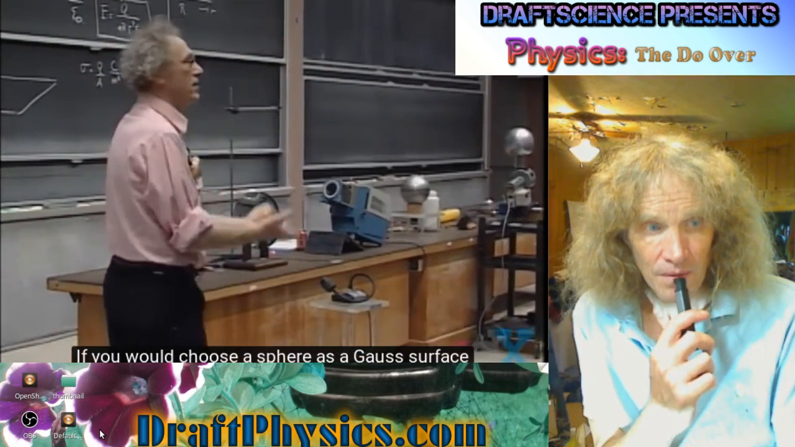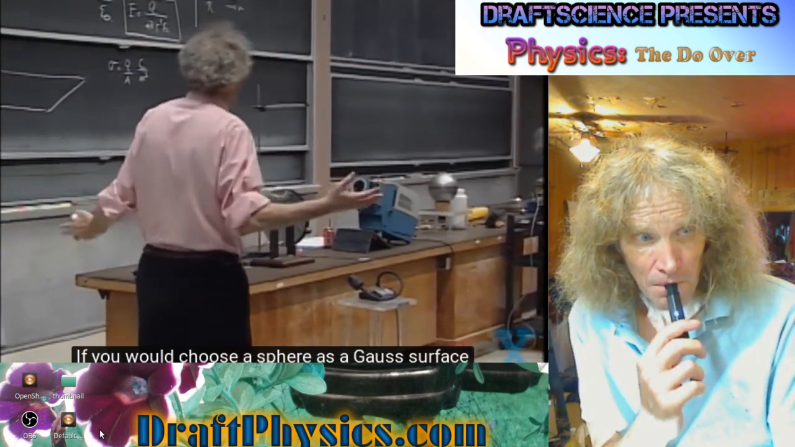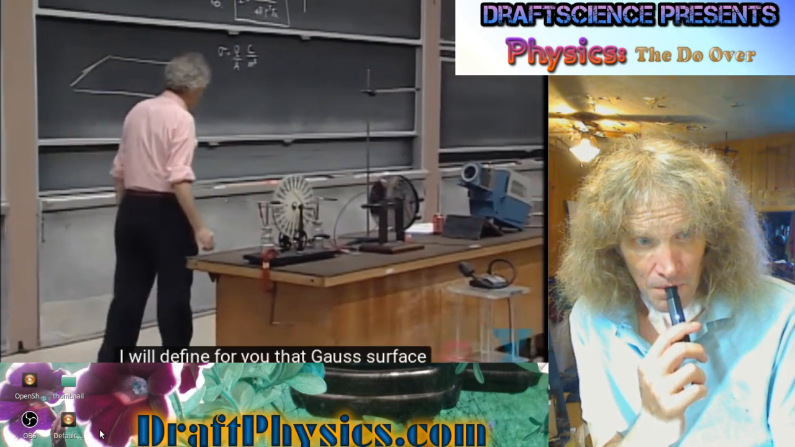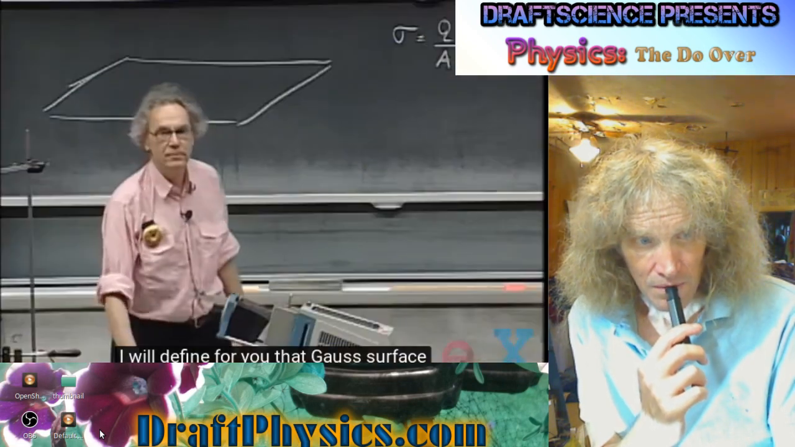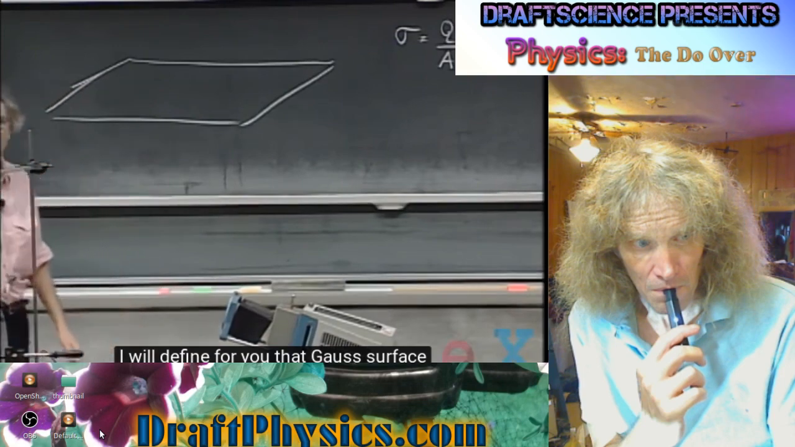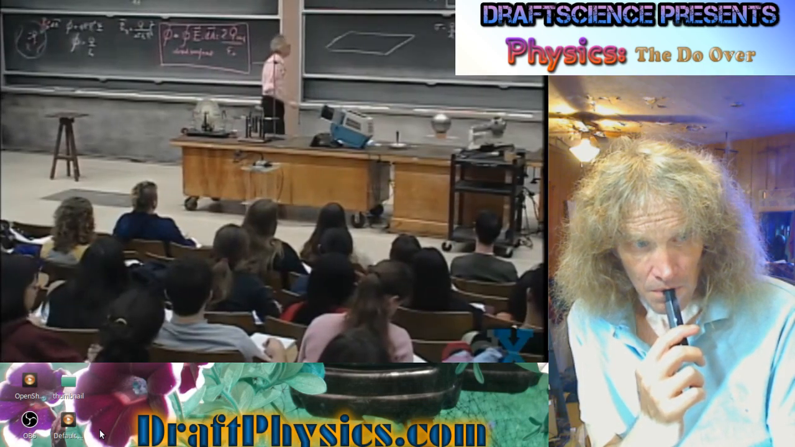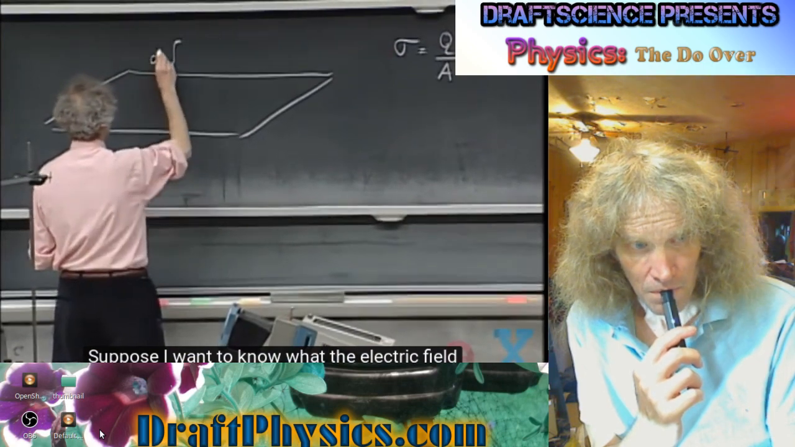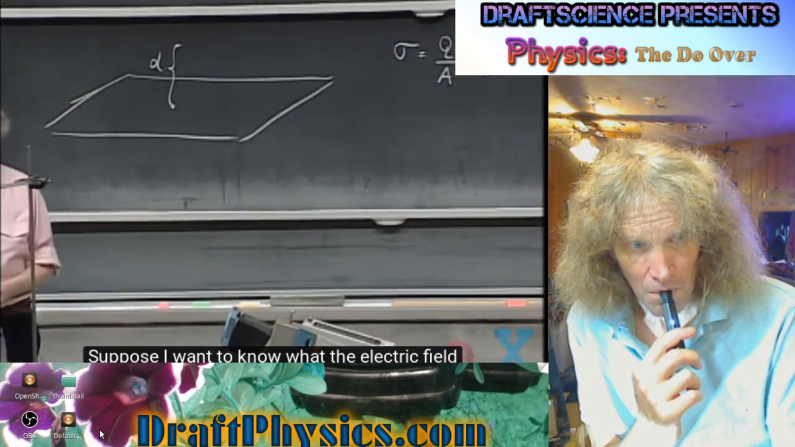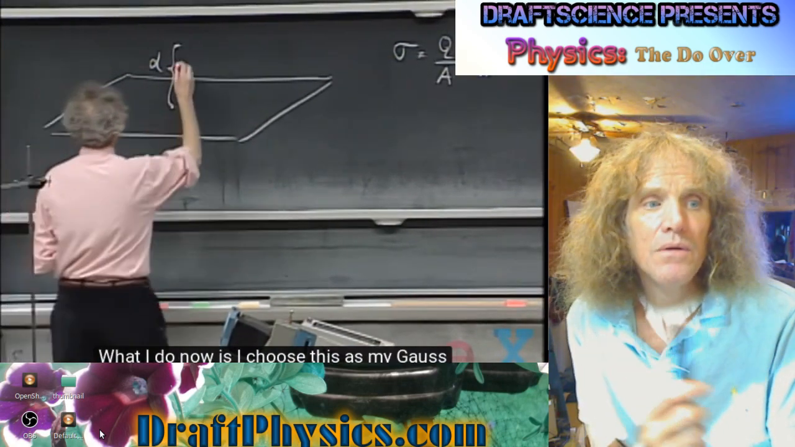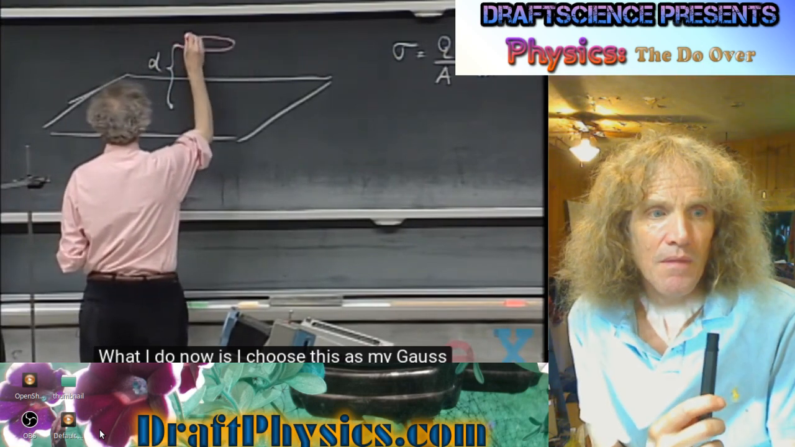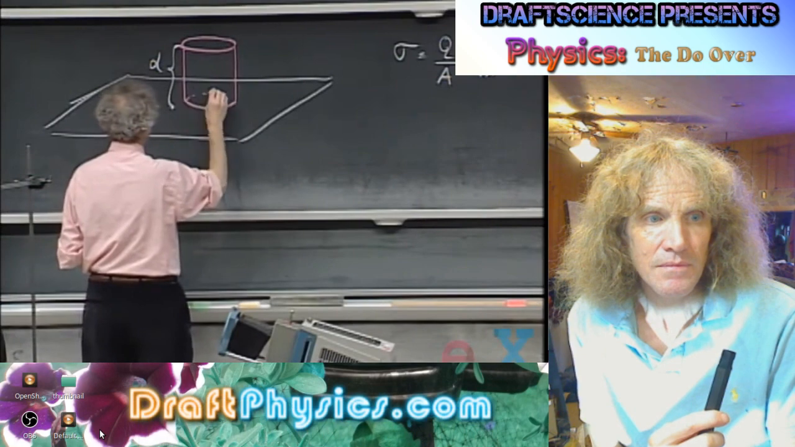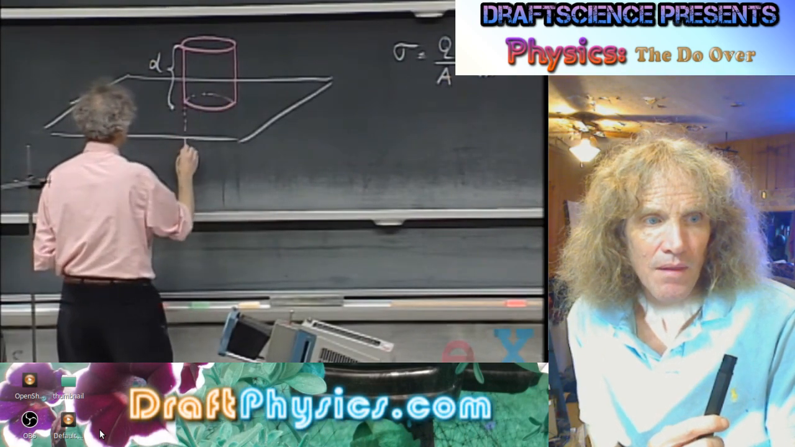If you would choose a sphere as a Gauss surface, you're dead in the water. You get nowhere because there's no spherical symmetry. I will define for you that Gauss surface, but I want you to work out at home how you get the electric field. Suppose I want to know what the electric field is at a distance d above the plane. What I do now is I choose this as my Gauss surface. Watch me closely. This is the intersection with the plane.